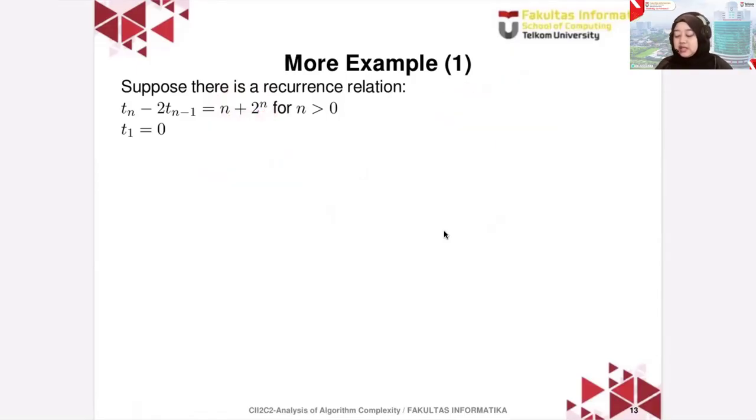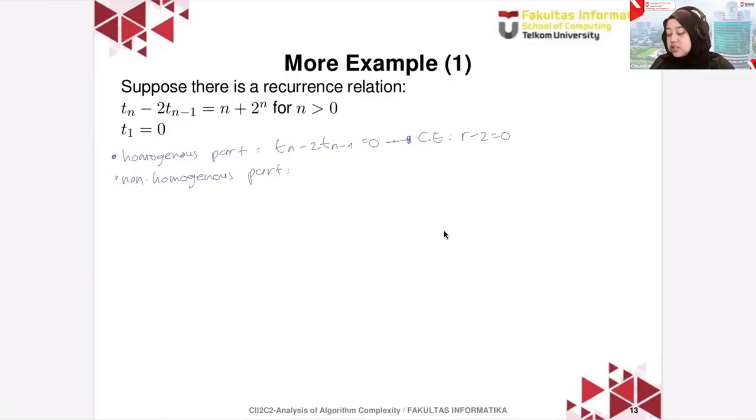So in this case, again, we have the homogeneous part, Tn minus 2 Tn minus 1 equals 0. So the characteristic equation will be r minus 2 equals 0. Okay, and then the non-homogeneous part, we have two terms.